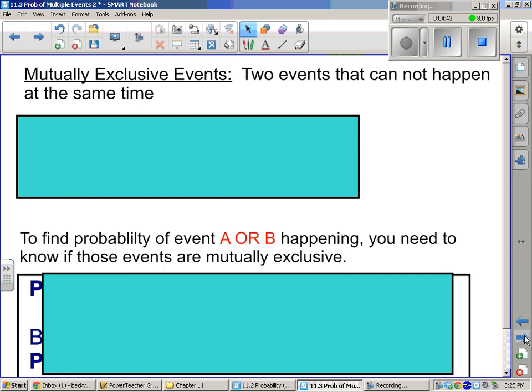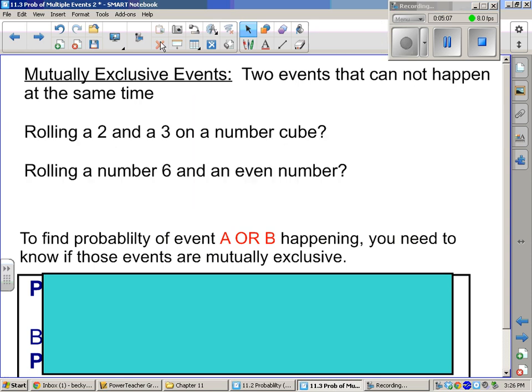Mutually exclusive events. These are events that cannot happen at the same time. So things like, for example, how about a deck of cards? Things like drawing a club and drawing a red card. You can't do that at the same time. They're totally different. It's impossible to have any overlap. My brain thinks about those Venn diagrams.